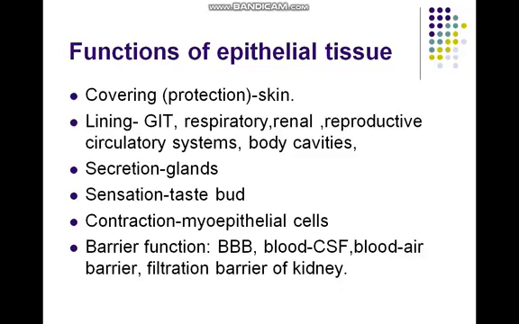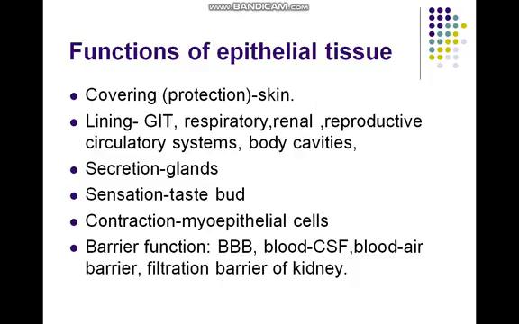They have diverse functions since they are found in different parts of the body. They aid in protection, such as in the skin, which covers external surfaces, and they are found lining the internal organs, such as the gastrointestinal, respiratory, renal, reproductive, and circulatory systems, and internal body cavities, including the pleural, peritoneal, and pericardial cavities. They are found in gland structures, so they function in secretion. They are found within the taste buds, so they act in sensation.